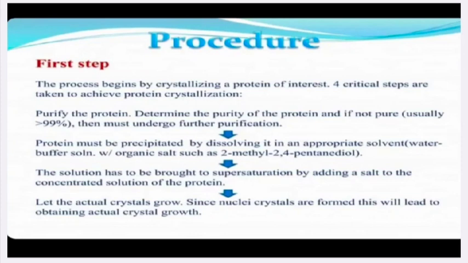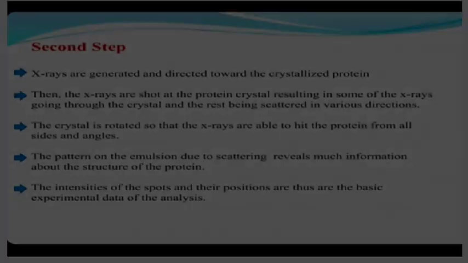For the X-ray crystallography process, there are procedures which we need to follow. The first step is crystallizing a protein of interest. Four critical steps are taken to achieve protein crystallization: purification of protein, the protein must be precipitated by dissolving it in an appropriate solvent, and that precipitated solution is supersaturated by adding salt to the concentrated solution of protein. While these crystals are growing, nuclear crystals are formed, which will lead to actual crystal growth.